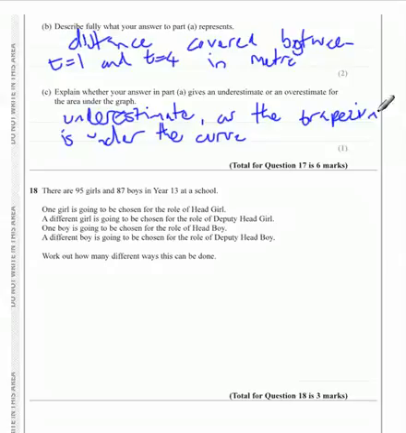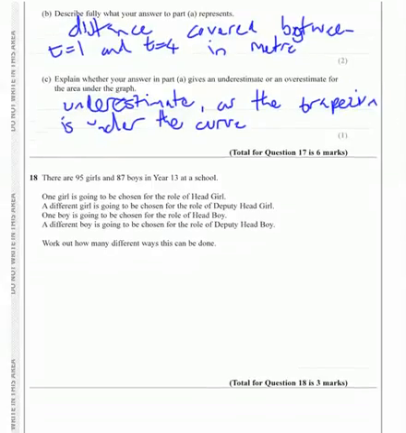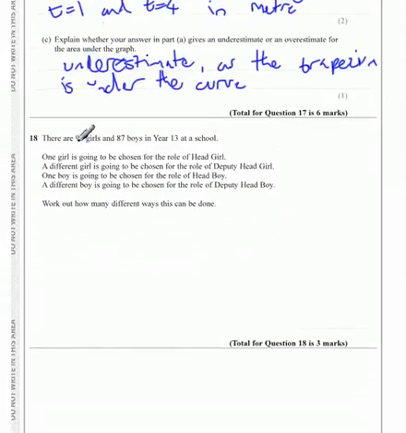Okay. Question 18, we are looking at the different combinations we can have for head girl, deputy head girl, head boy, and deputy head boy. We're told there's 95 girls, so that means we have 95 choices for head girl. Once we've chosen the head girl, there are only 94 choices for the deputy. So what we can do is if we multiply those, that's going to give us all of the combinations for head girl and deputy head girl.